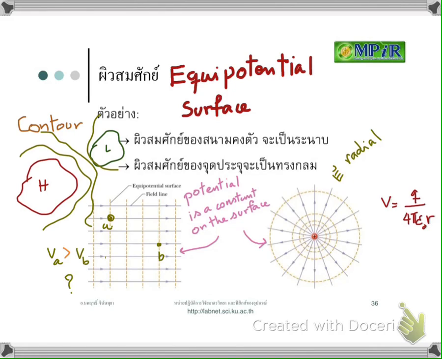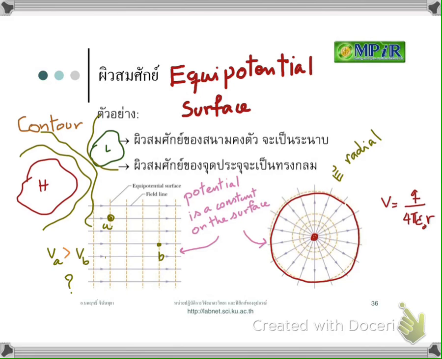So V is pointing out in the radial direction. E is pointing out in the radial direction. V is equal to Q over 4 pi epsilon 0 r. It means that if you look at a spherical part, for example, this part, that has the charge at the center.